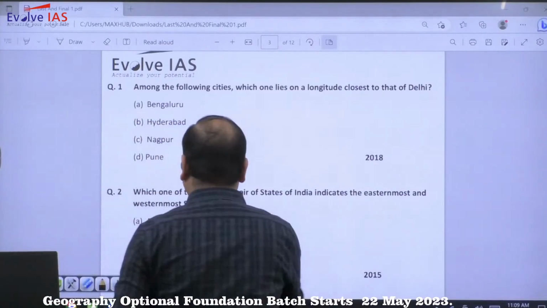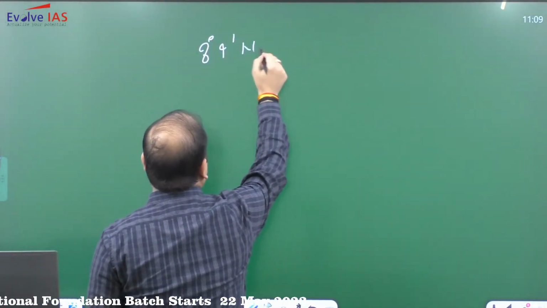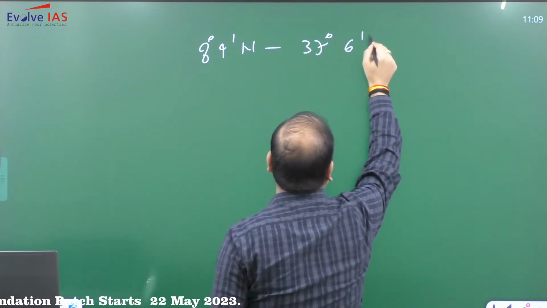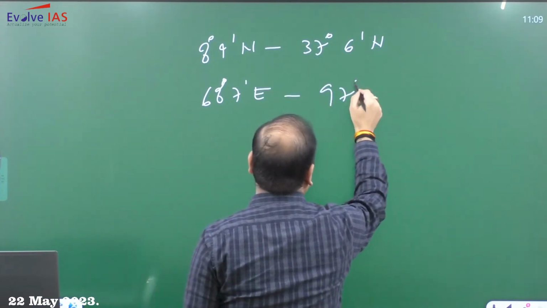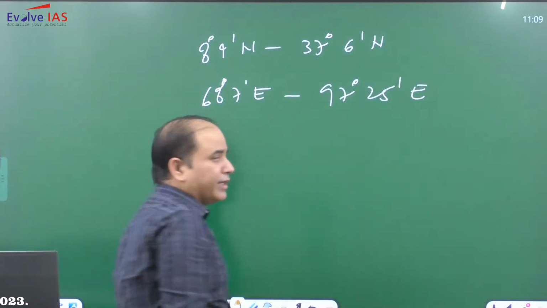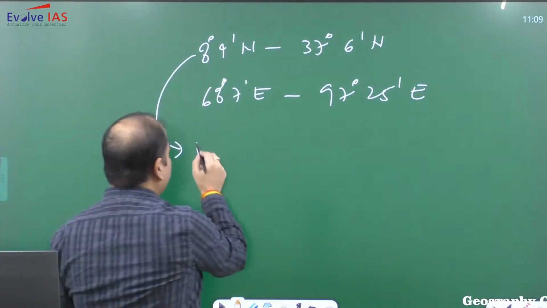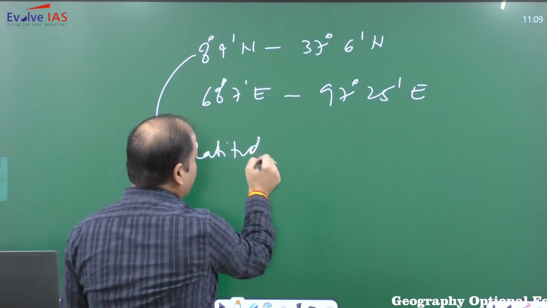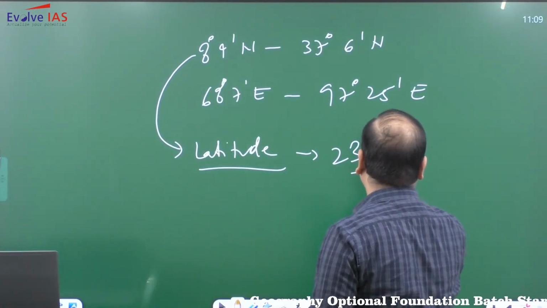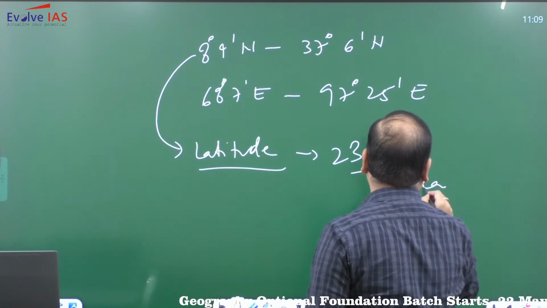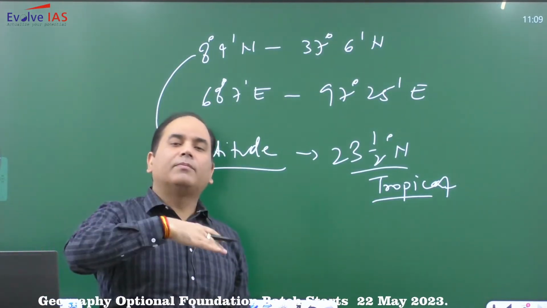India's latitudinal extent, if you look, is 8 degree 4 minute north to 37 degree 6 minute north, and the longitudinal extent is 68 degree 7 minute east to 97 degree 25 minute east. So in this latitude range you will find which of the major latitudes is passing. Out of the major latitudes you will find it is 23.5 degree north, that is the Tropic of Cancer.